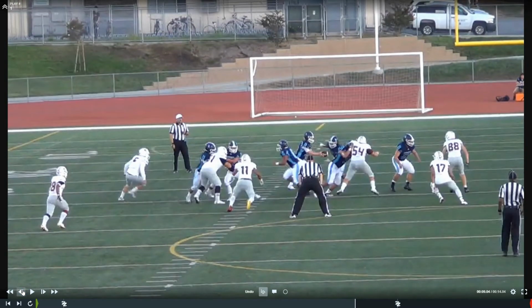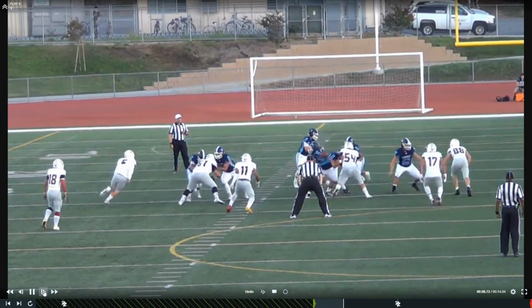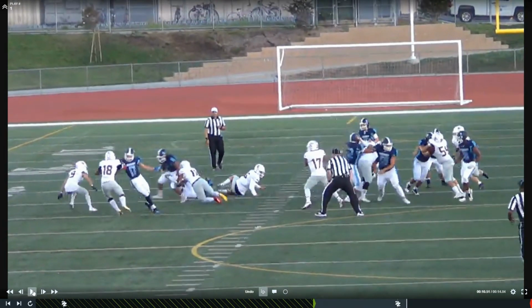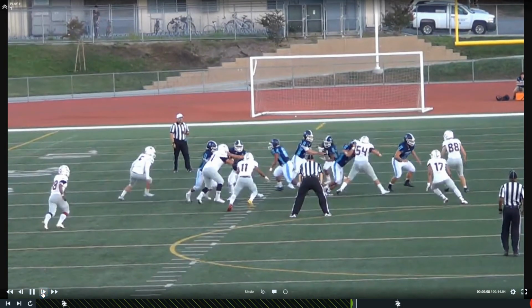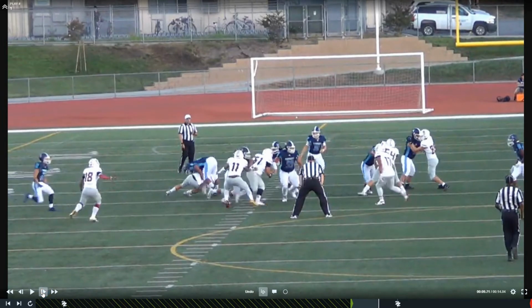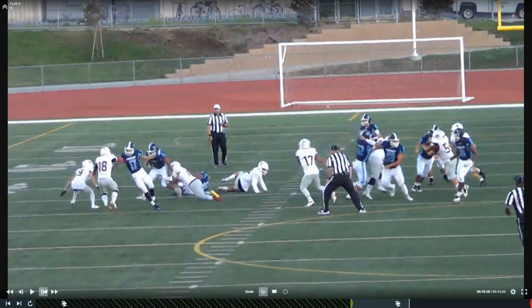Let's go back and watch it in slow-mo. So we've got a pulling guard, and that is definitely illegal. Watch how low he goes. Right at the knees. I mean, that is so dangerous. All right. Let's look at another one.